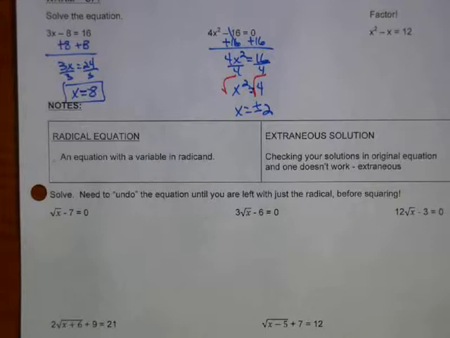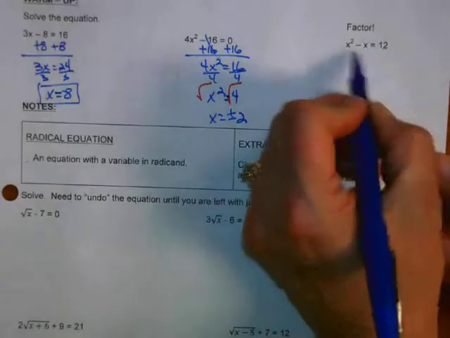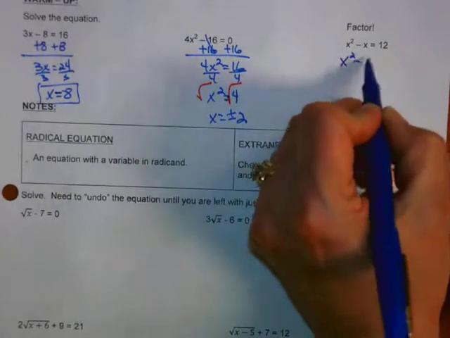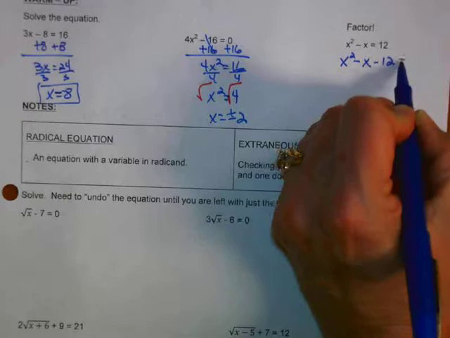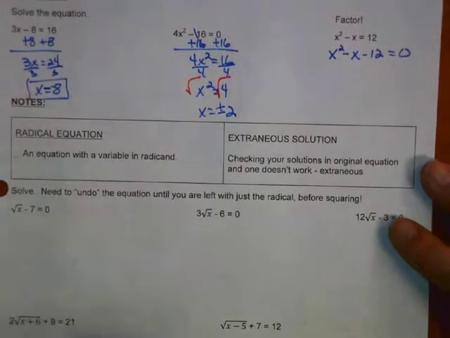the zeros or the solutions of a quadratic equation. And that's what this is. So I can't do anything with it as it is. I'm going to get this equation set equal to 0. So I subtracted 12 from both sides.